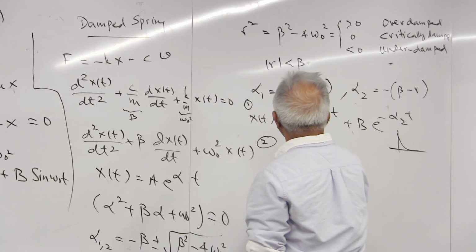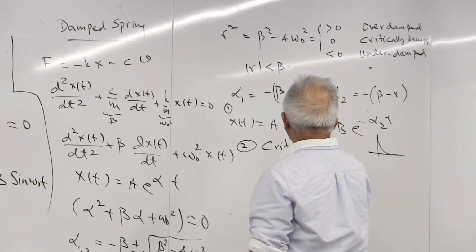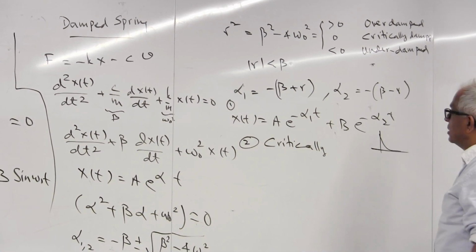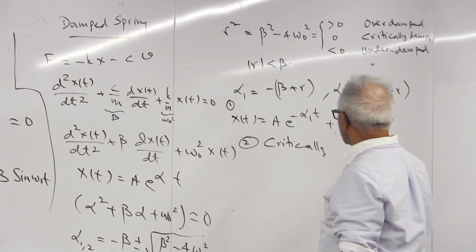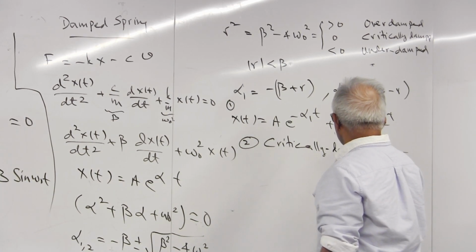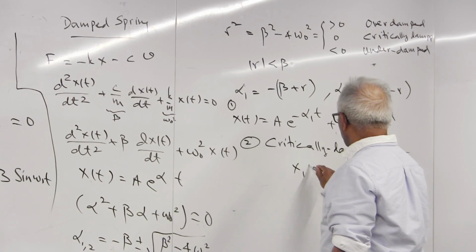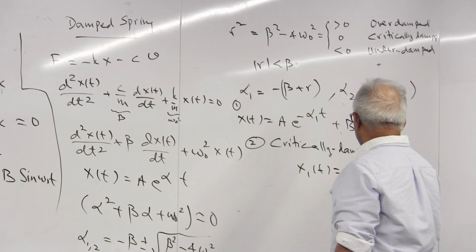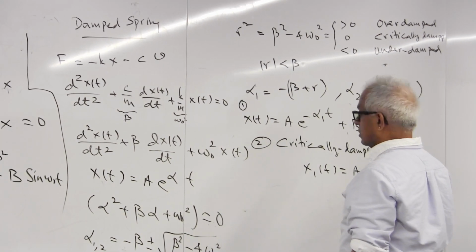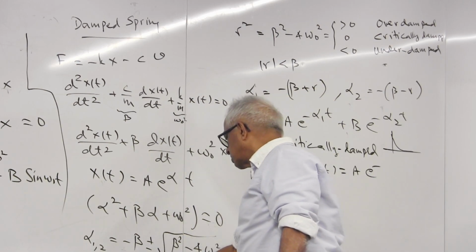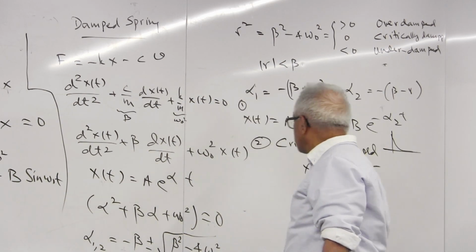In case 2, critically damped, this quantity is 0, gamma is 0. So the two solutions are: you have one solution, x1(t), of the form a e raised to minus beta by 2 t, right? The solution of this is this divided by 2.